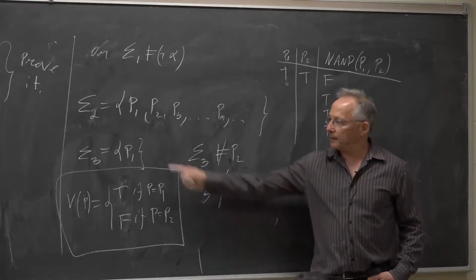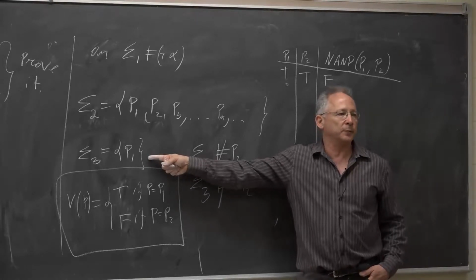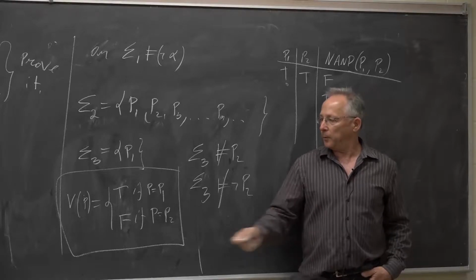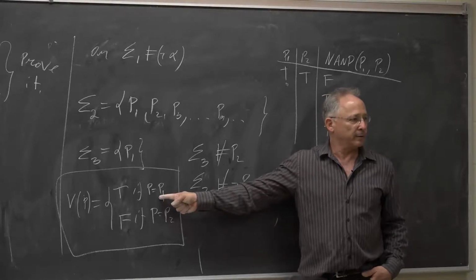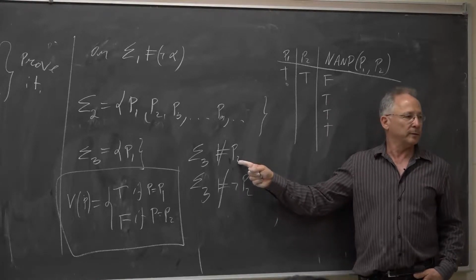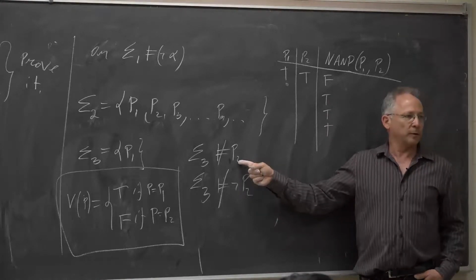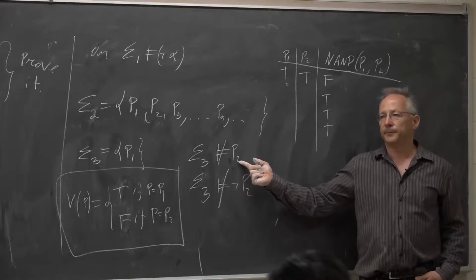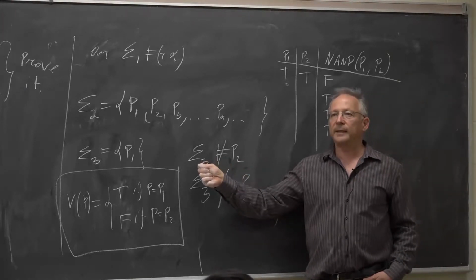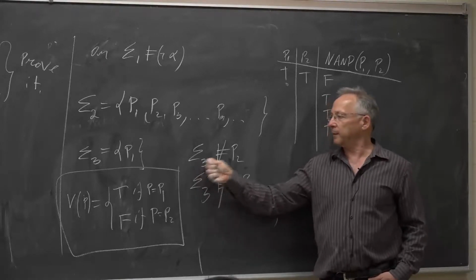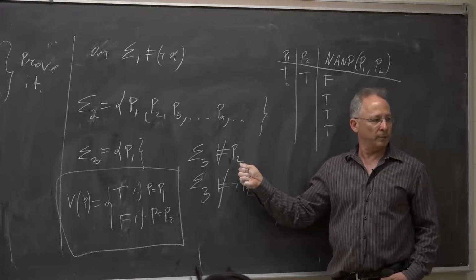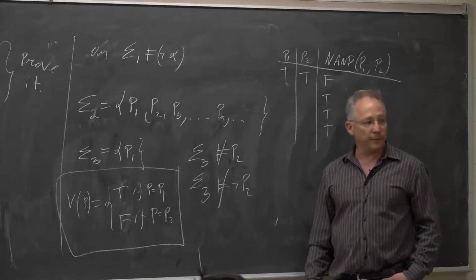So this assignment satisfies every formula in sigma 3. In sigma 3, there's only one formula. It's P1. This V will satisfy it. But it does not satisfy P2, because for P2, it will give me F. So I showed that there exists an assignment that satisfies sigma 3 and doesn't satisfy P2. But it was a very good question.